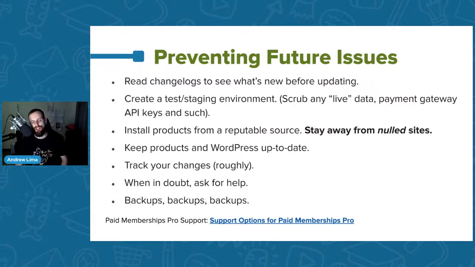So, preventing future issues. This is general issues for WordPress, not just Paid Memberships Pro. So just read your change logs. That's the best way to do it. We try to write change logs in a human-friendly, easy to understand sentence of what the fix is doing, what the update's doing, what the new feature is, things like that. We'll write blog posts and things like that. So you can just search for change logs and read them in WordPress.